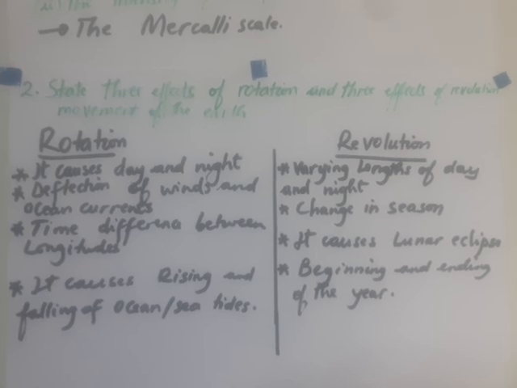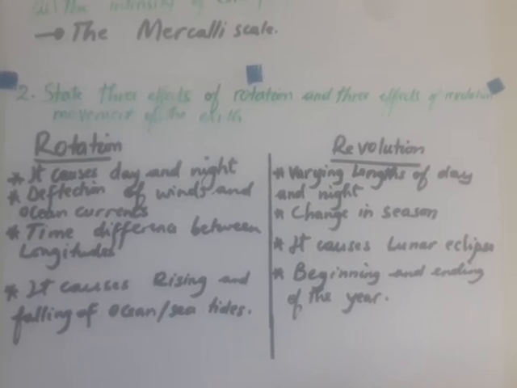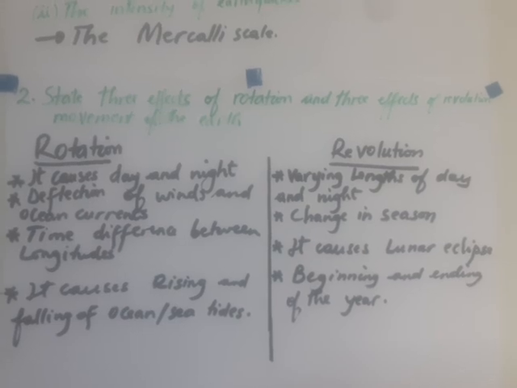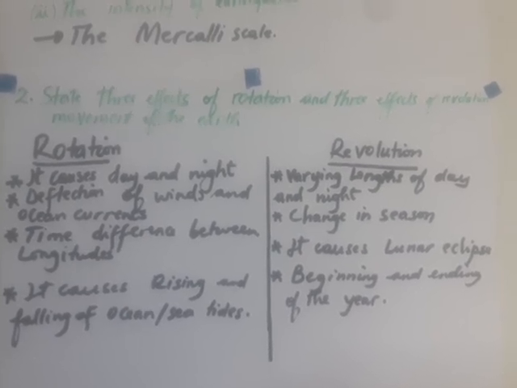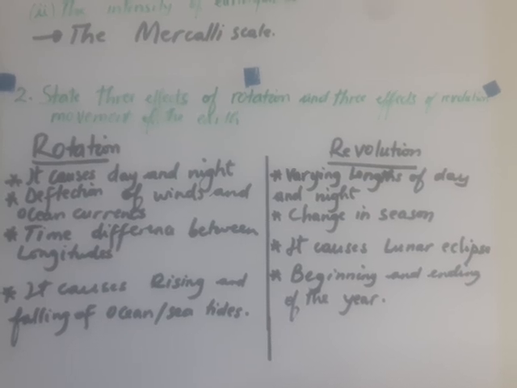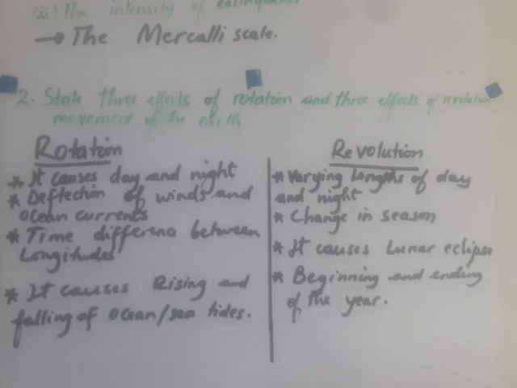The part of the earth that is facing the sun will have light, and this will be day. And the part of the earth which is not facing the sun will be dark, and that darkness is what we call the night. So therefore it causes day and night.